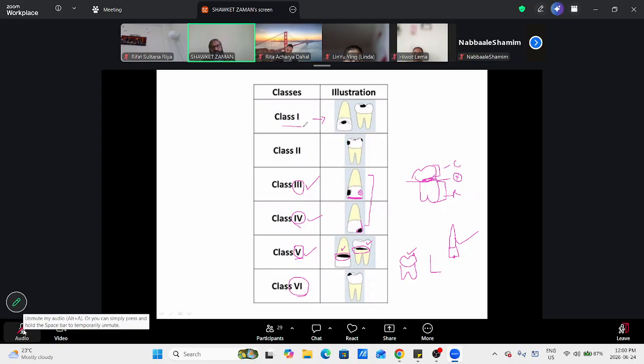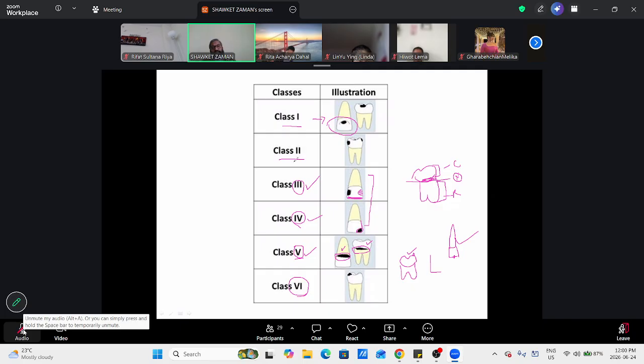So class 1 means posterior teeth, but class 1 means anterior teeth also, only in the lingual surface of the maxillary incisors. Sorry, can you explain class 6 again? I'm coming, because the maxillary incisor has the high lingual surfaces.